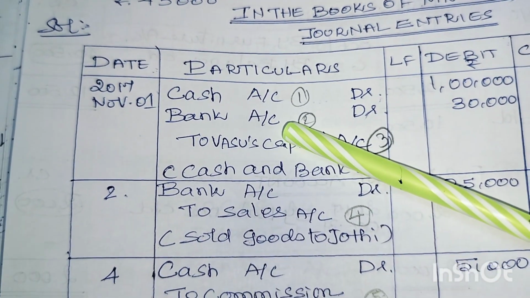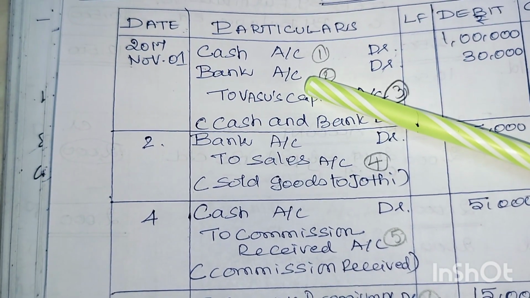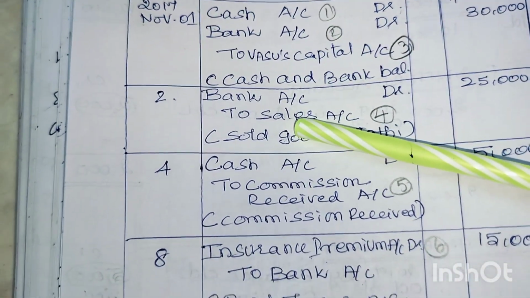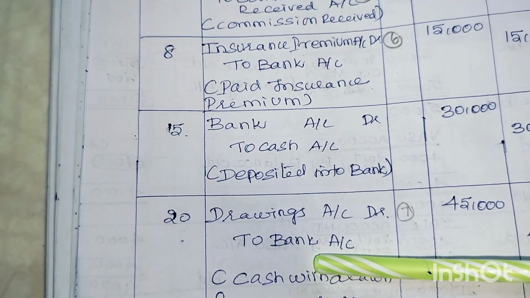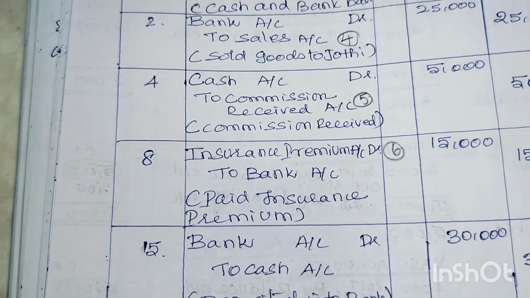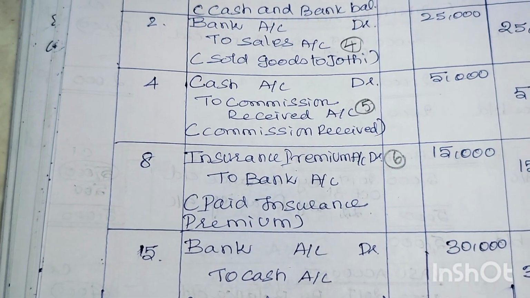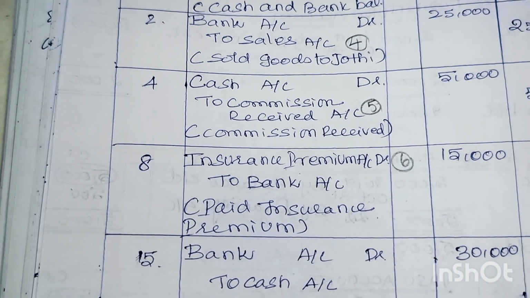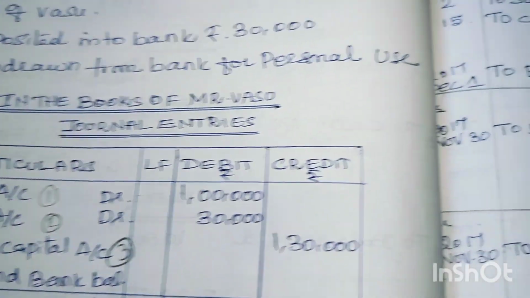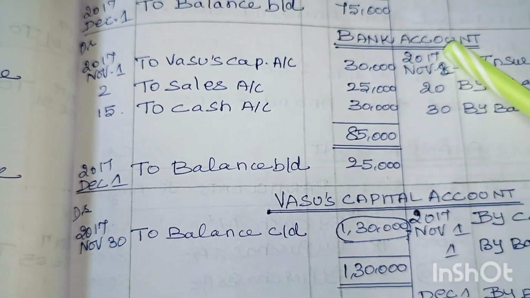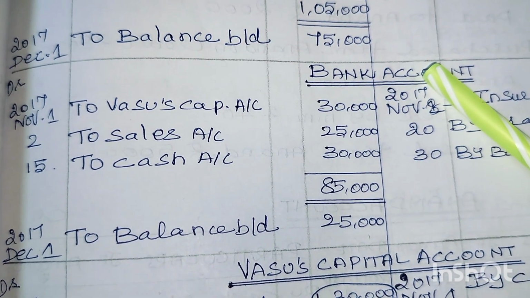Okay, to find how many bank transactions occur in the journal entry: 1, 2, 3, 4, 5. Five bank transactions occur in the journal entry, so we are going to post the five bank account entries on the ledger account. First, what is the name of the account? The name of the account is bank account, so we write it at the top middle of the ledger.